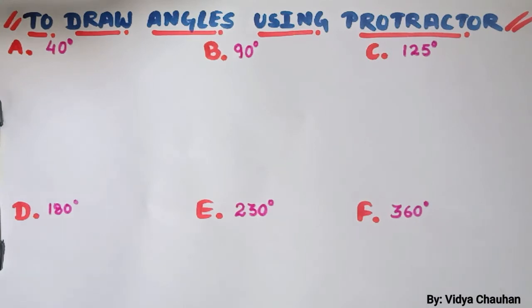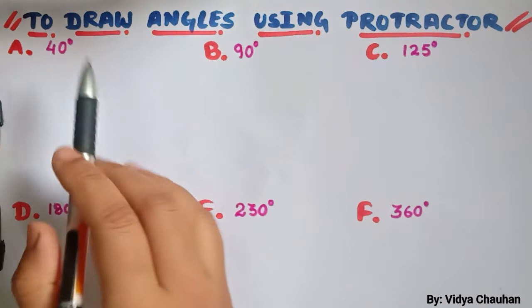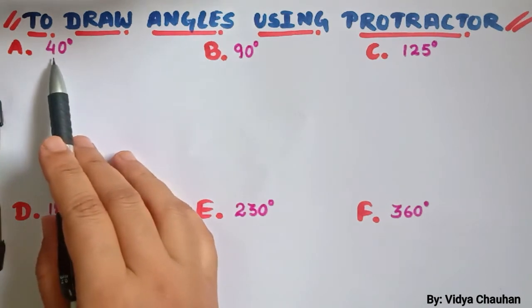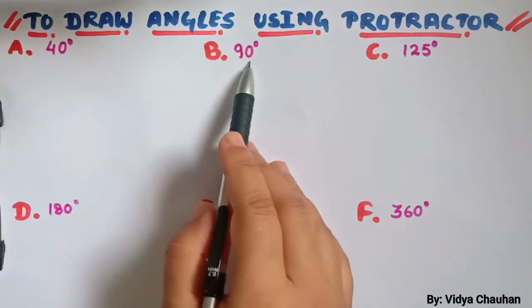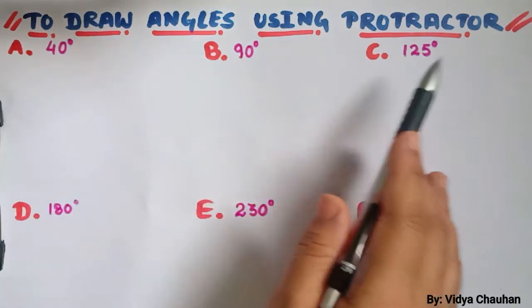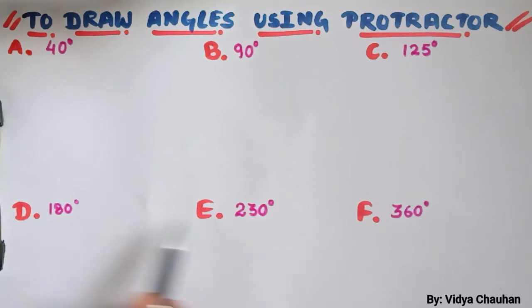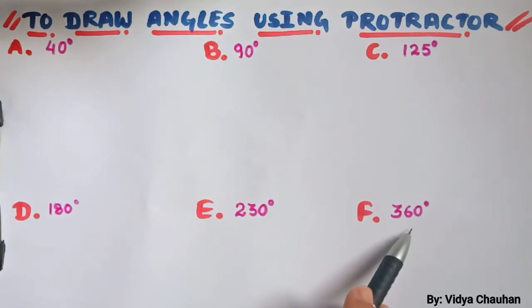Now students, today I am going to teach you how to draw angles using a protractor. So here you can see that it is given that we have to draw the following angles: 40 degree, 90 degree, 125 degree, 180 degree, 230 degree and 360 degree.